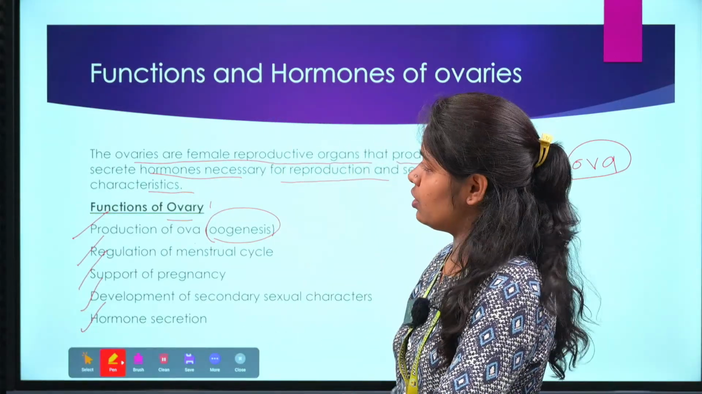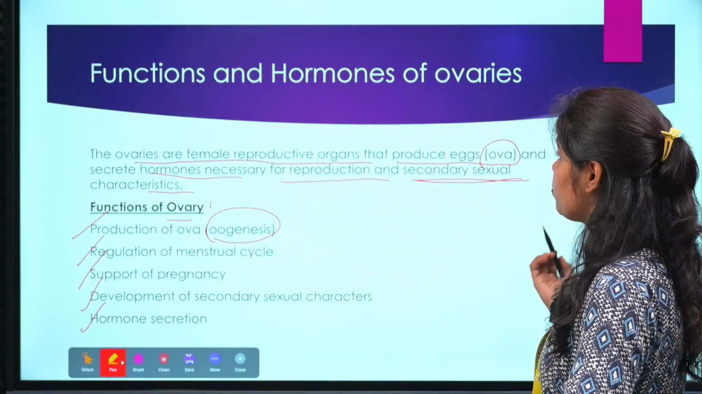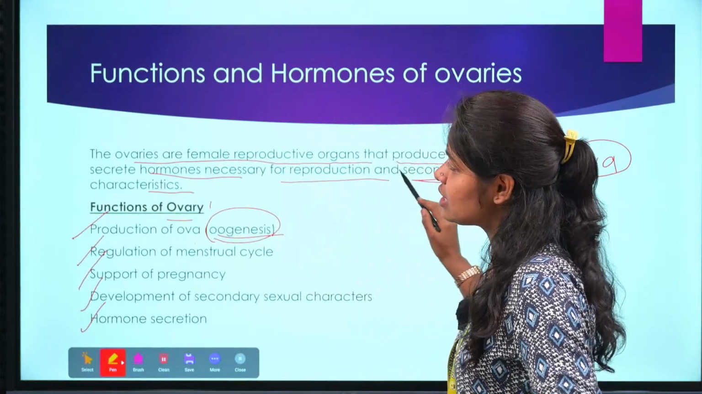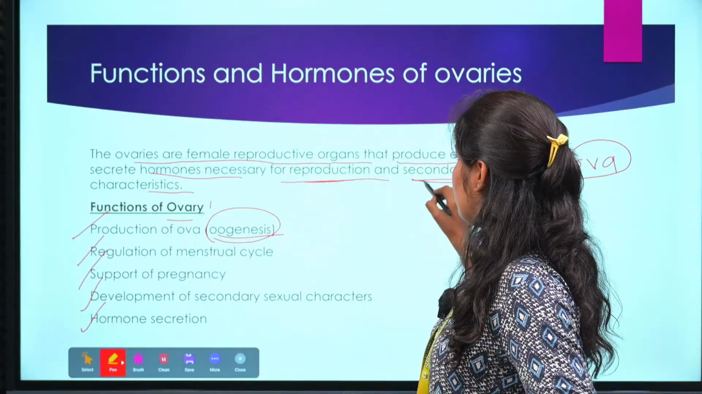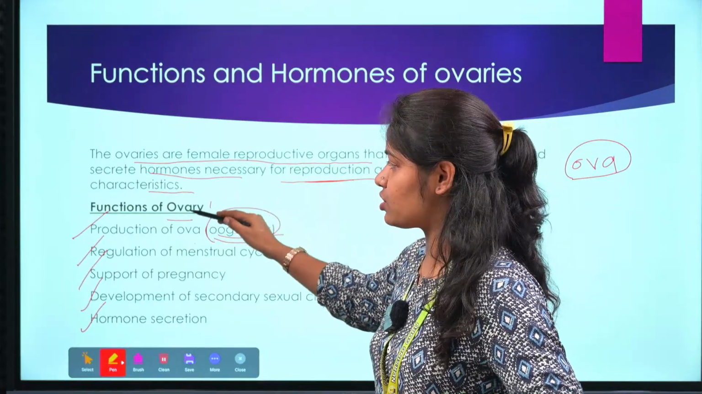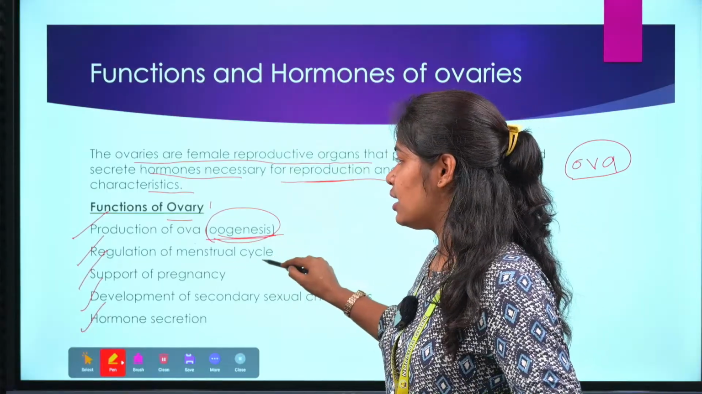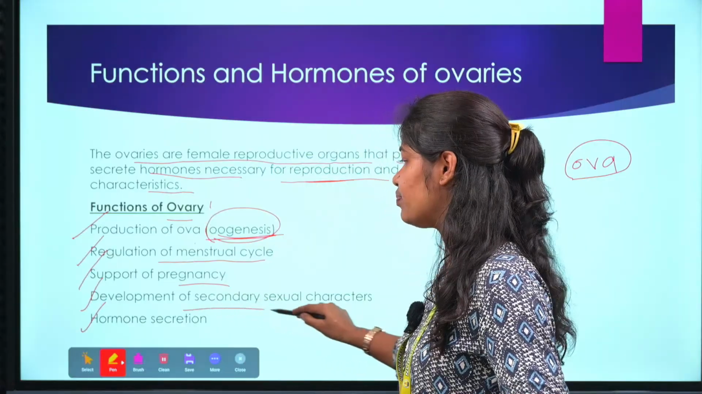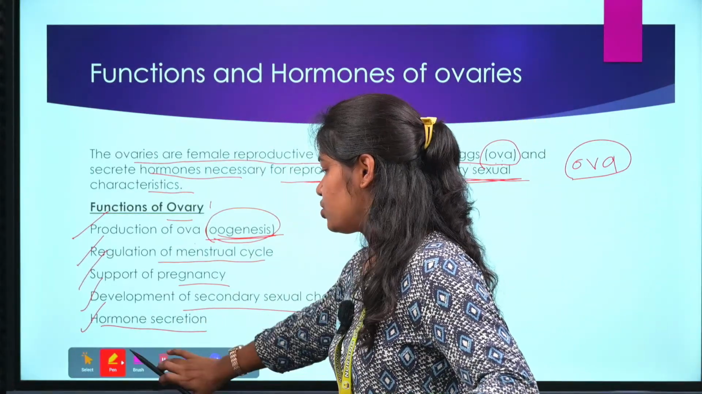First, the ovary is the female reproductive organ. It helps to produce the ova or egg, a process we call oogenesis. It helps to secrete hormones and to develop the secondary sexual characteristics. Then it helps in the regulation of the menstrual cycle, supports the pregnancy, develops the secondary sexual characteristics, and handles hormonal secretion.